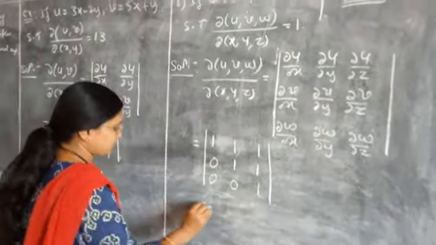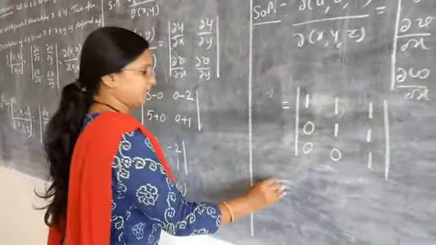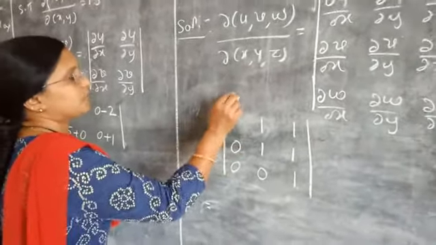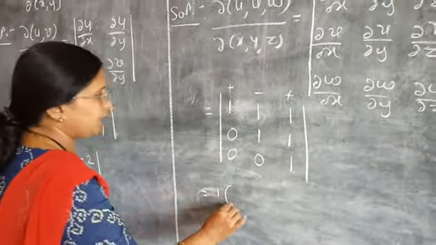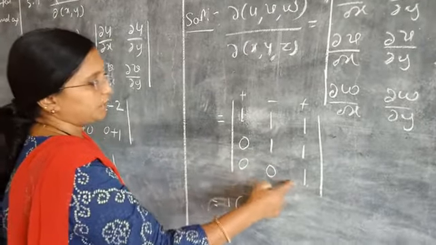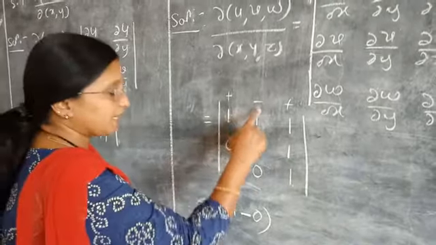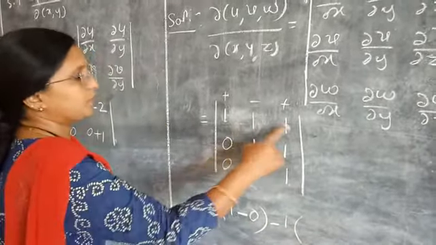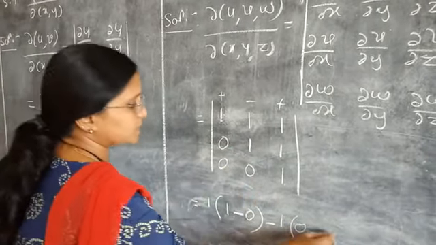Let us expand this. You know how to expand this 3 by 3 determinant. First the signs are plus, minus, then plus. First you take this 1 and write it, leaving this column and row, then cross multiply these two: 1 into 1 is 1, minus 1 into 0 is 0. Next is minus, always take the second term 1 into, leaving this column and row, cross multiply: 0 into 1 is 0, minus 0 into 1 is 0.